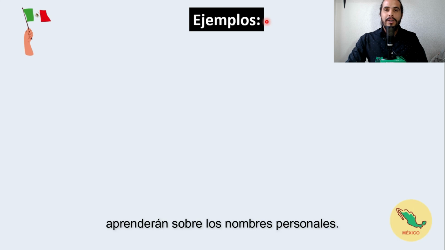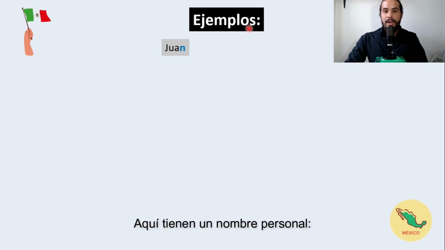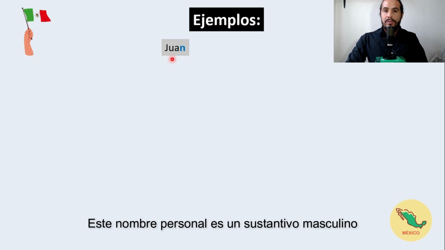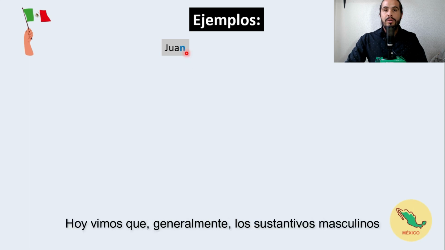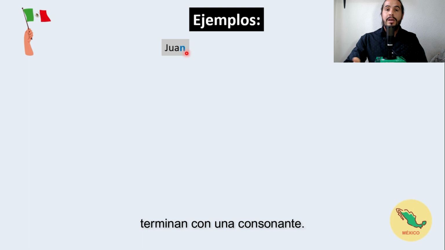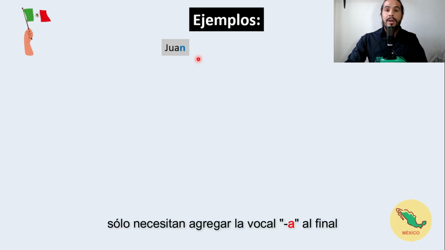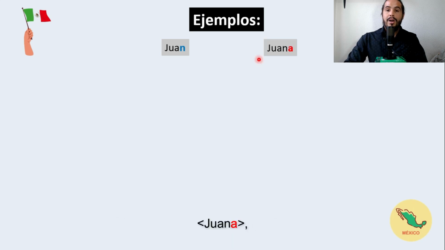you are going to learn about personal names. Here you have one of these personal names, Juan, which is my name. This personal name is a masculine noun because it ends with the consonant N. We saw today that usually masculine nouns end with a consonant. If you want to have the feminine version of this personal name, you only need to add the vowel A at the end, and you get Juana. For example, this was the name of my grandmother, Juana.